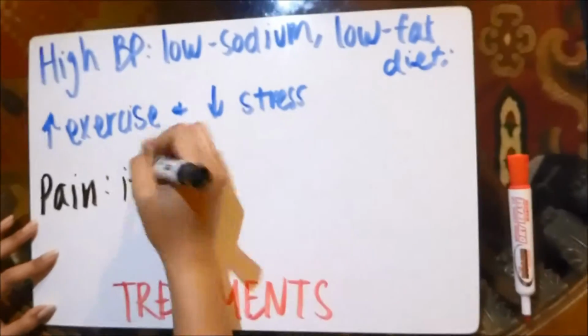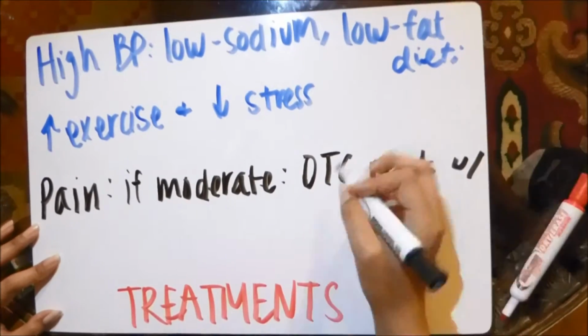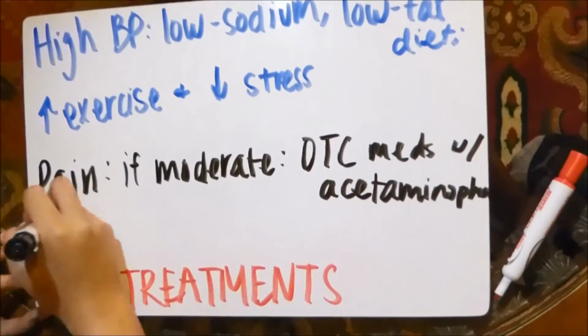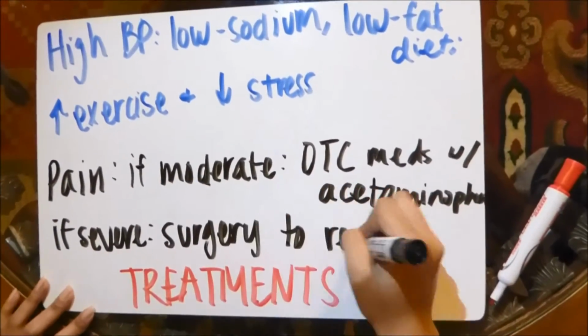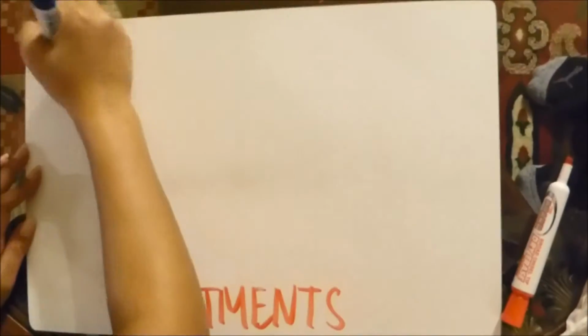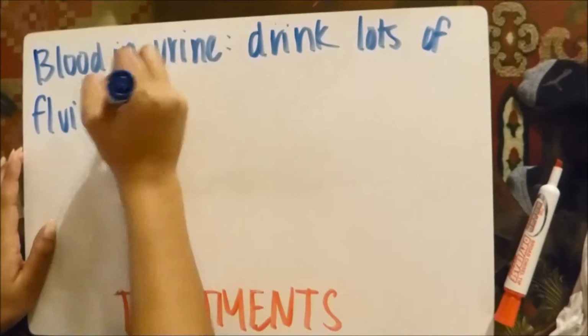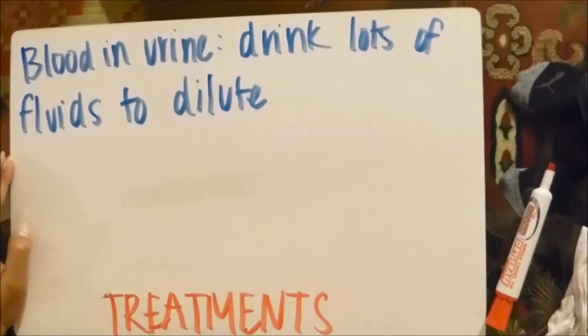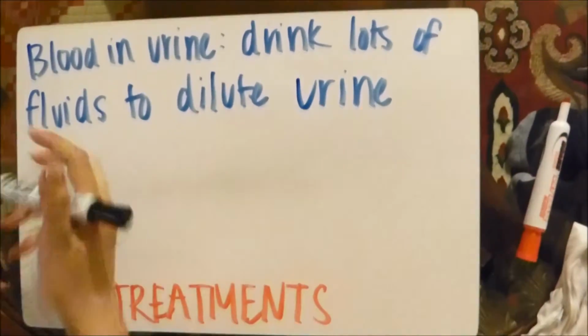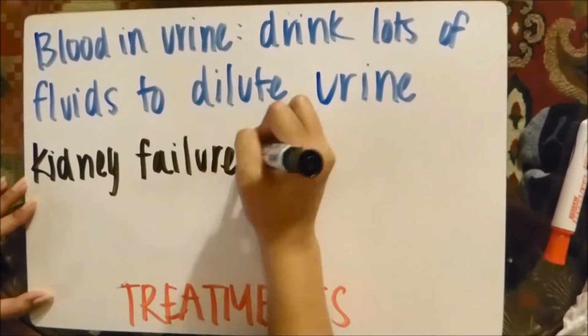For pain, if it's moderate, over-the-counter medication would be prescribed with acetaminophen, and if severe, surgery may be required to remove cysts. For blood in the urine, lots of fluid should be taken in order to dilute the urine, and for kidney failure, treatment may include dialysis or kidney transplant.